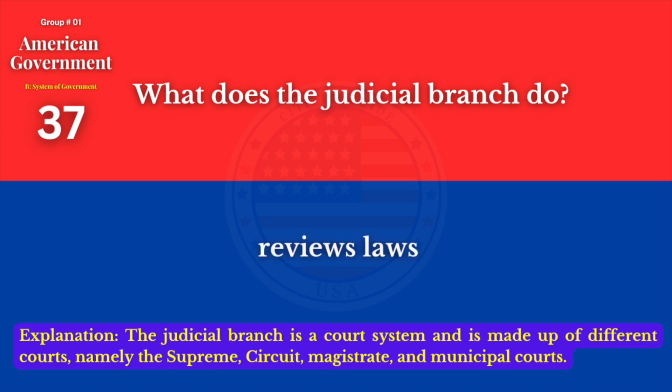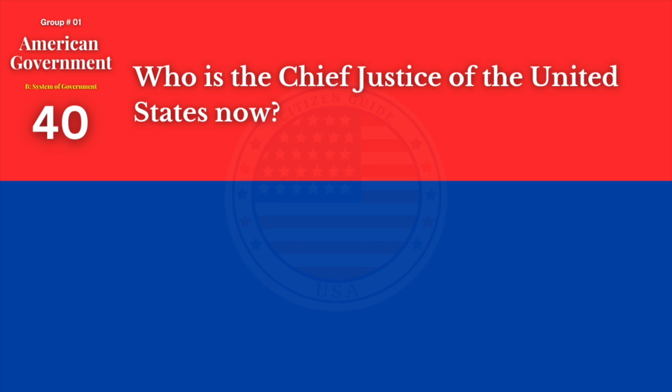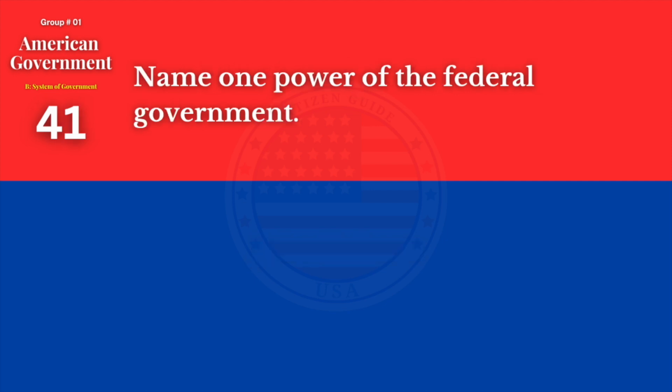Reviews laws. How many justices are on the Supreme Court? 9. Who is the Chief Justice of the United States now? John Roberts. Name 1 power of the federal government. To print money.